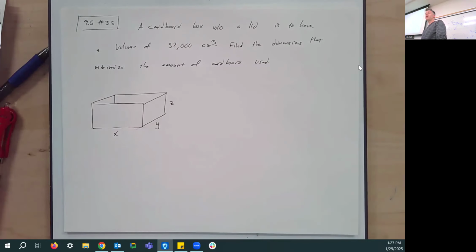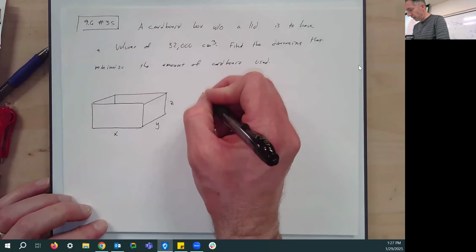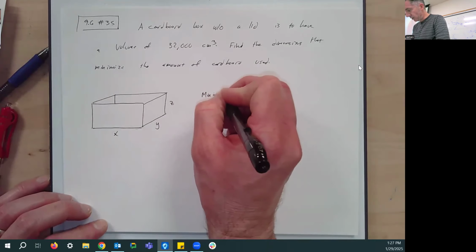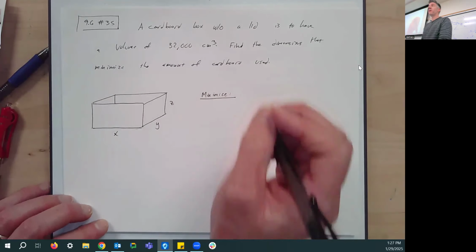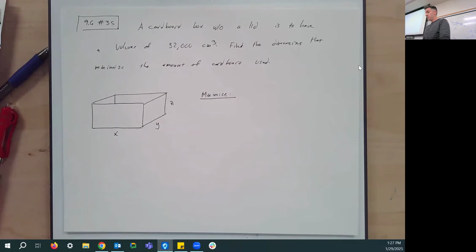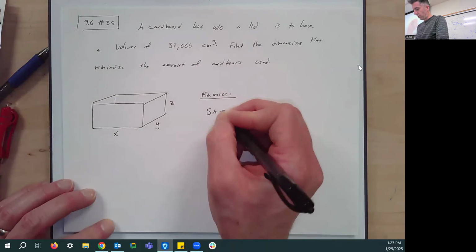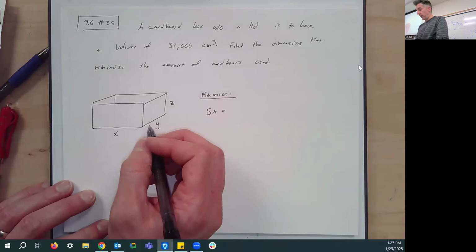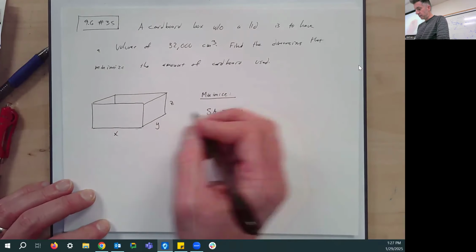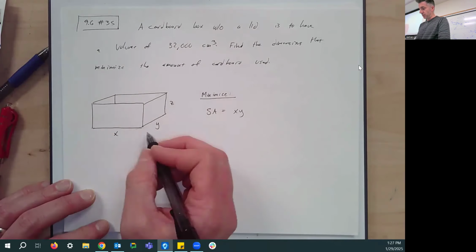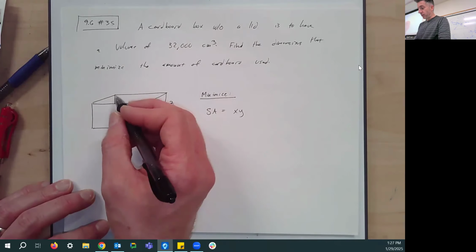And we have two things going on here. There's something we want to minimize. We want to minimize the amount of cardboard, aka the surface area. So minimize surface area, and that's going to equal the base area, which is X times Y, plus the front rectangle, which is X times Z, plus the back rectangle, which is also X.